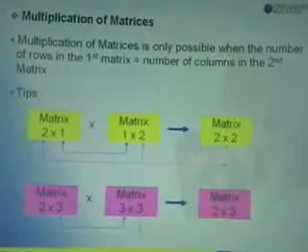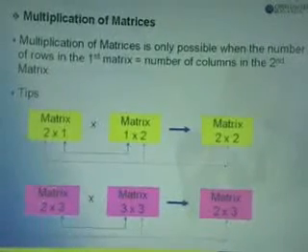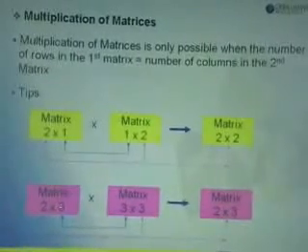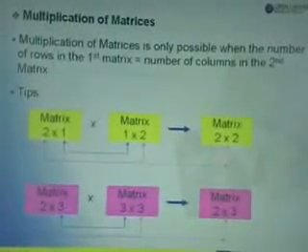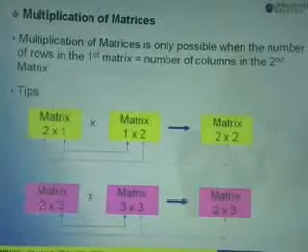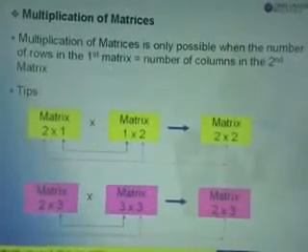Okay, for the second example, if we have matrix 2 by 3, the second matrix is a 3 by 3, so make sure that this column is equal to this row. Right? Therefore, the answer will become a matrix 2 by 3. Let's look at an example.